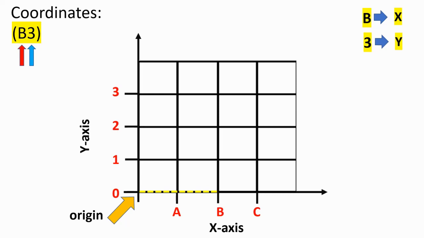This number tells us how far we will move up. So we have to go up on the y-axis to see where our second coordinate is. Now this point where we have reached is the position of these two coordinates on our grid. This point is called B3.